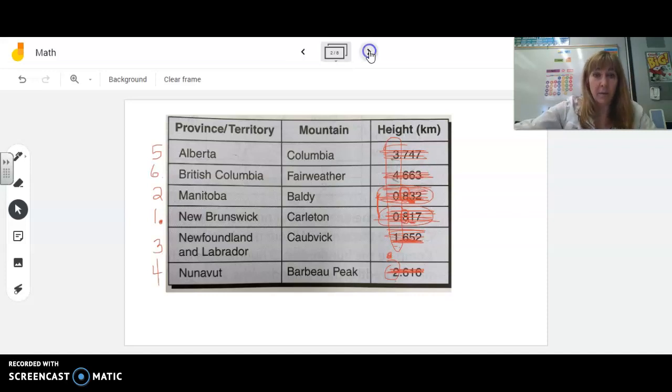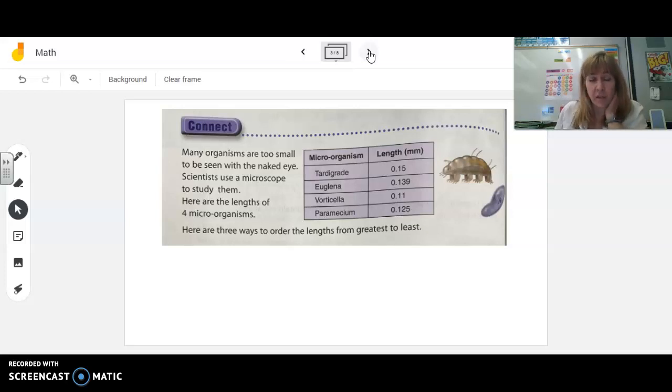Okay, we're going to do another example. On the next page in your textbook, they're talking about microorganisms that are very small. So a lot of times you'll see microorganisms being measured with decimal numbers because that's how small things are. Okay, so many organisms are too small to be seen with the naked eye. Scientists use a microscope to study them. Here are the lengths of the 4 microorganisms. So what you need to do is put them in order from greatest to least.